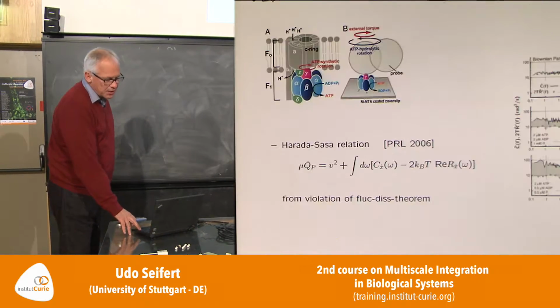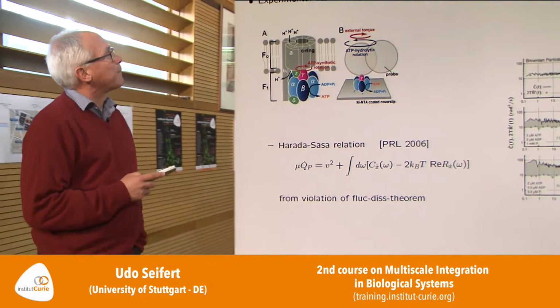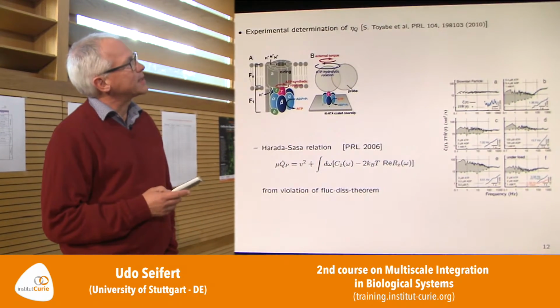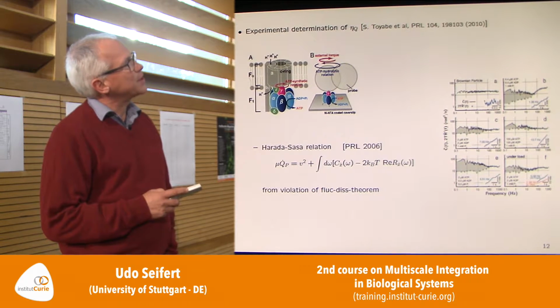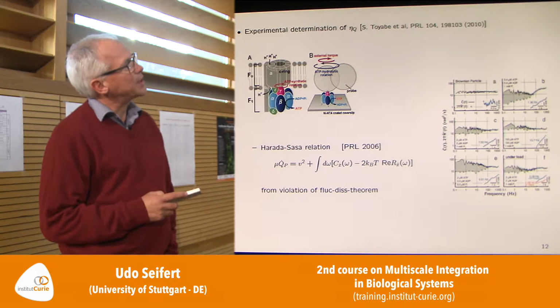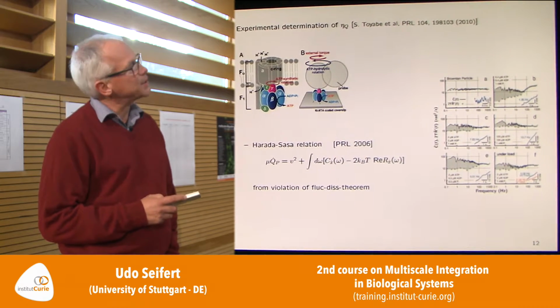So how did they measure these quantities? Again, through another relation, which is called the Harada-Sasa relation. So here you see the correlation function, and here you see a response function. And you should know that in equilibrium, correlation and response are related through what is called the fluctuation dissipation theorem.